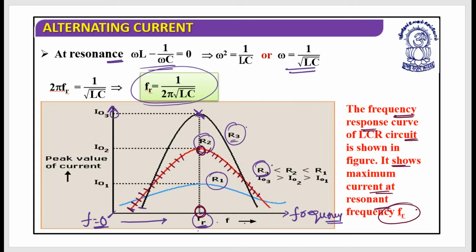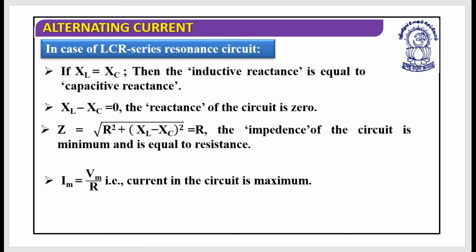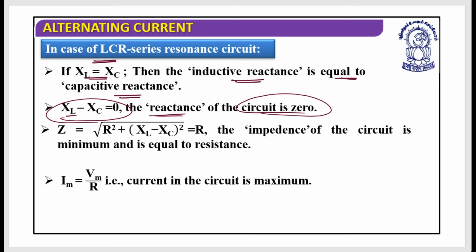So let's discuss something more about the LCR series resonance circuit. In this case, XL equals XC, and that means the inductive reactance equals the capacitive reactance. So if I say XL minus XC equals 0, where XL is the inductive reactance and XC is the capacitive reactance, then the reactance of the circuit is 0.